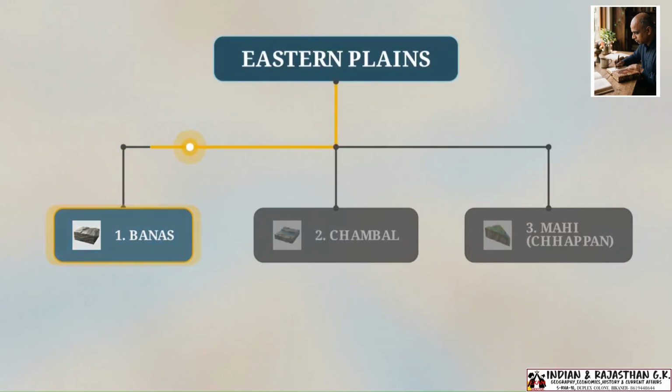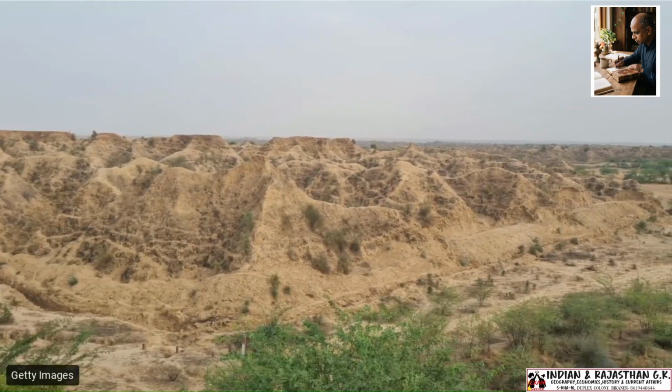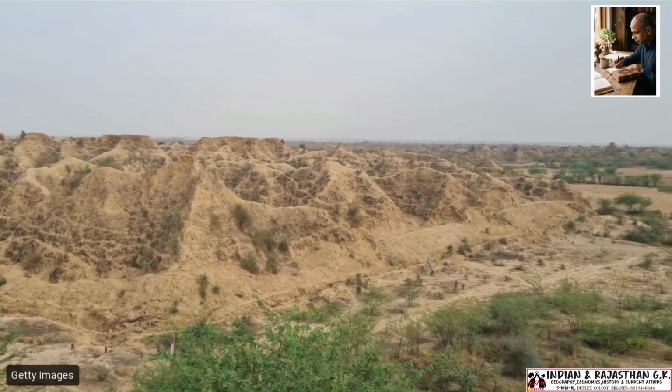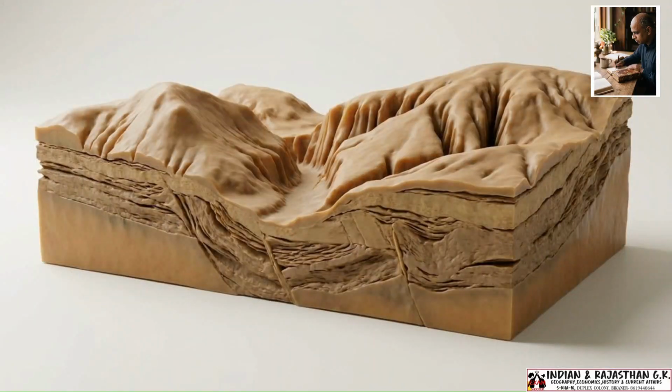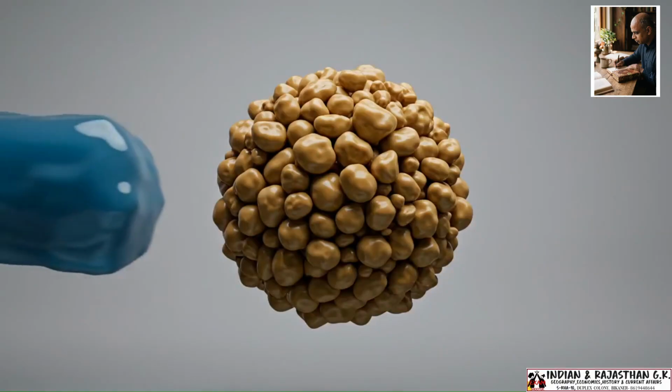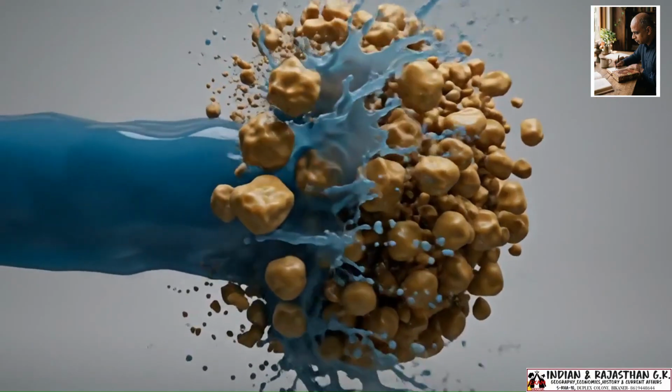The second engine, the Chambal Basin, operates on an entirely different geological principle. This region is defined by a massive system of ravines and badland topography. Unlike the Banas, the Chambal Basin sits on soft sedimentary shales and clay-rich deposits. This creates an environment prone to gully erosion.